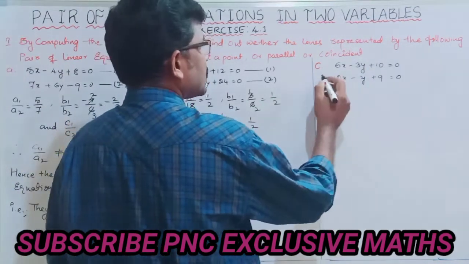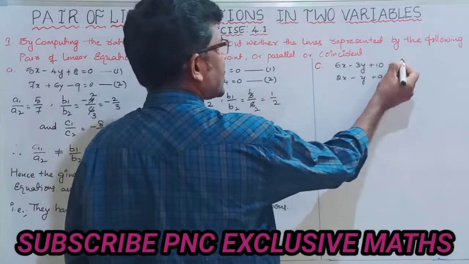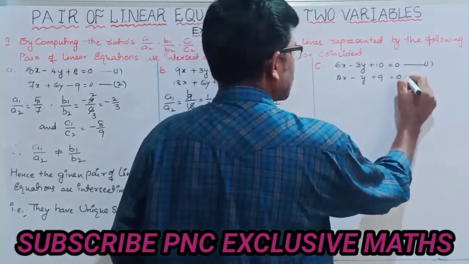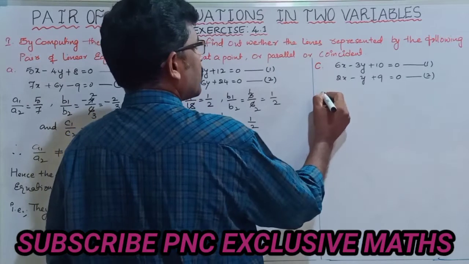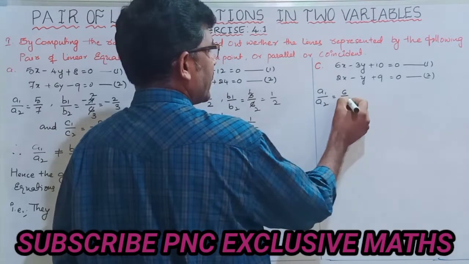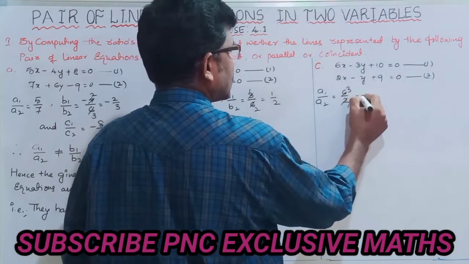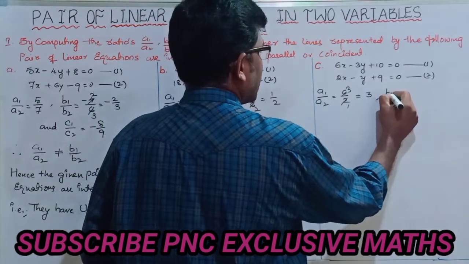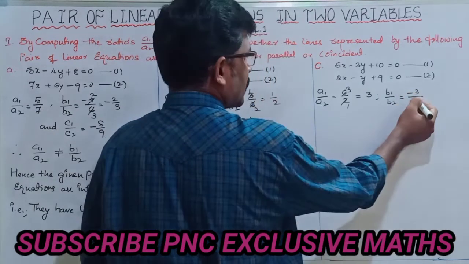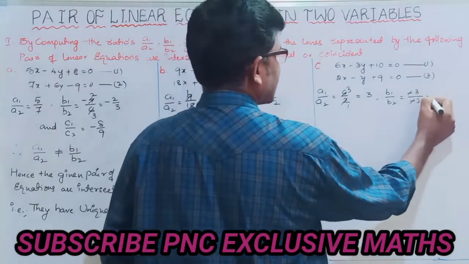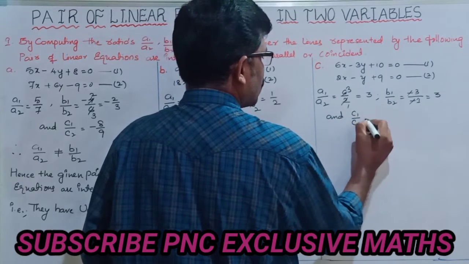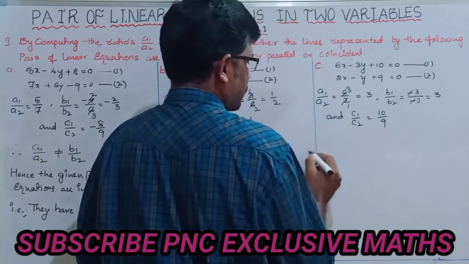So now third question, 6x minus 3y plus 10 is equals to 0, equation 1. 2x minus y plus 9 is equals to 0, equation 2. Therefore, A1 by A2 is equals to 6 by 2. By simplification, 2 1s are 2, 2 3s are 6, that is equals to 3. B1 by B2 is equals to minus 3 by minus 1. So, by simplification, minus will get cancelled. That is equals to 3. And C1 by C2 is equals to 10 by 9.